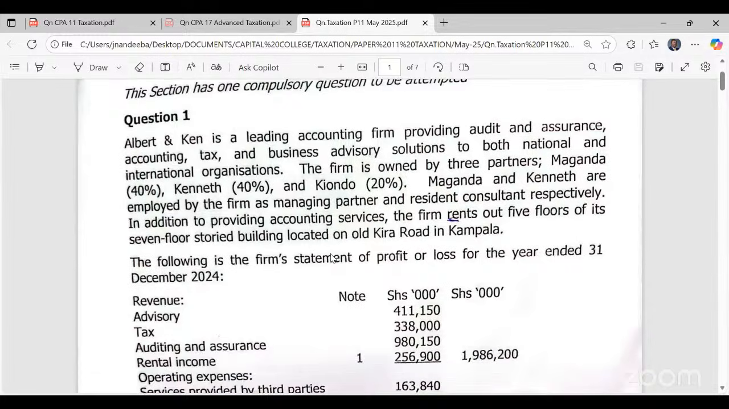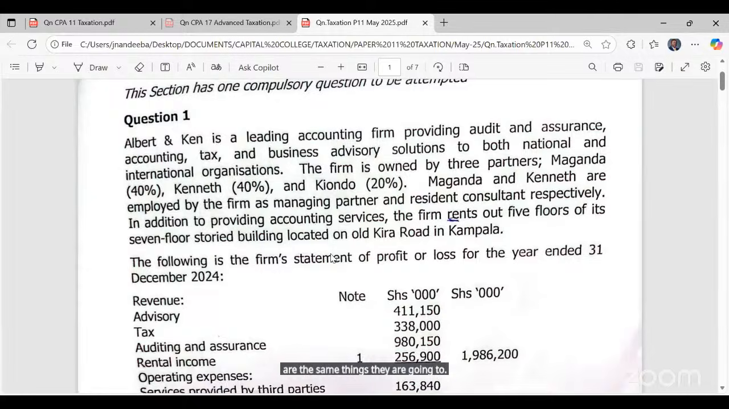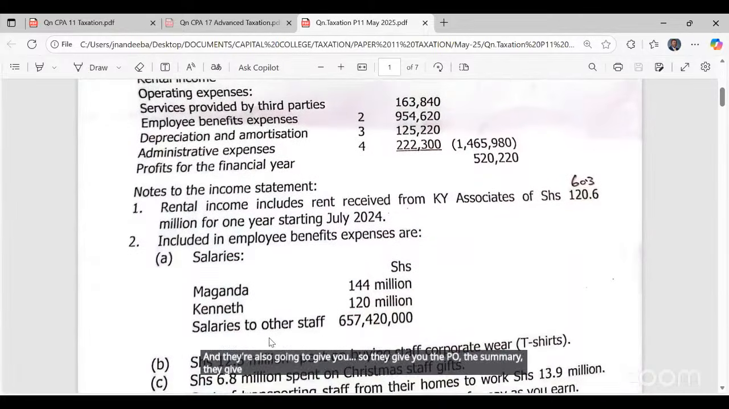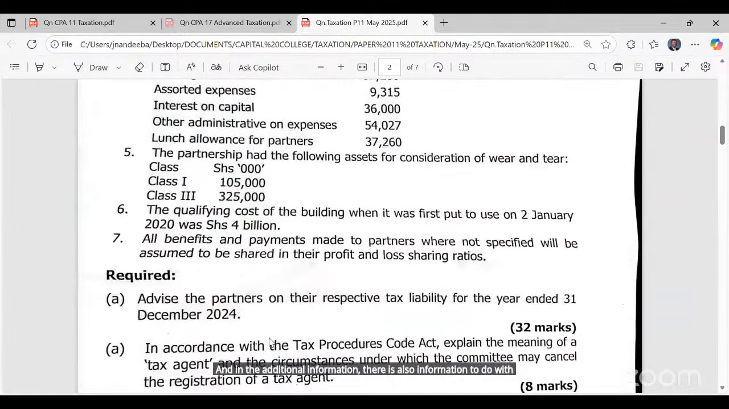Again, the things that they gave you when we are dealing with number one on business income of a company are the same things they are going to give you. What are those things? They are going to give you the POL with the notes. And they also give you the POL, the summary, additional information. And in the additional information, there is also information to do with capital assets or balance sheet assets, to do with plant and machinery, and also to do with the building. So the structure is the same.